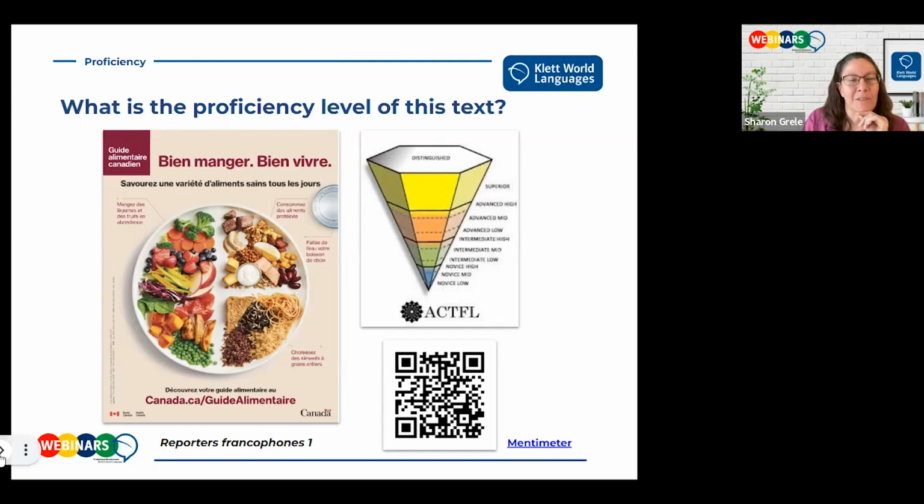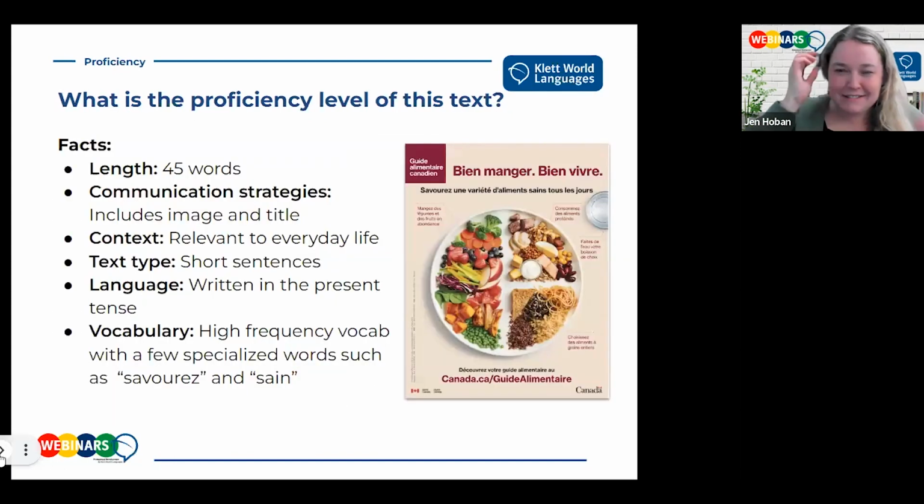So we've got a few answers so far. Definitely a trend developing here. Interesting. Definitely leaning heavy, heavy, heavy towards the novice. All right, so let's dig into it then and get some more information about this text.